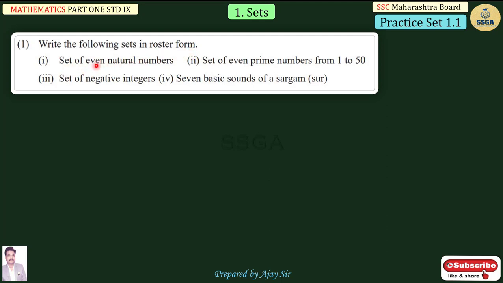So this is given in a statement and you have to write this in roster form. Roster form means listing form. All these elements you have to convert in the form of a list. First question, it is a set of even natural numbers. Let us start the first example.